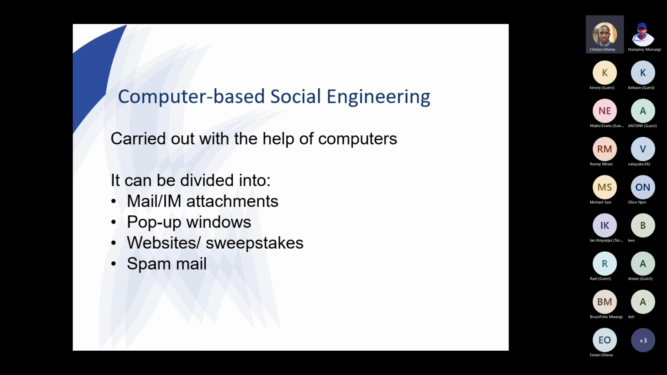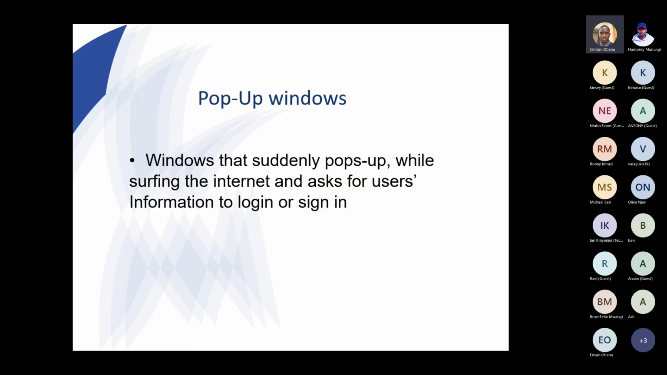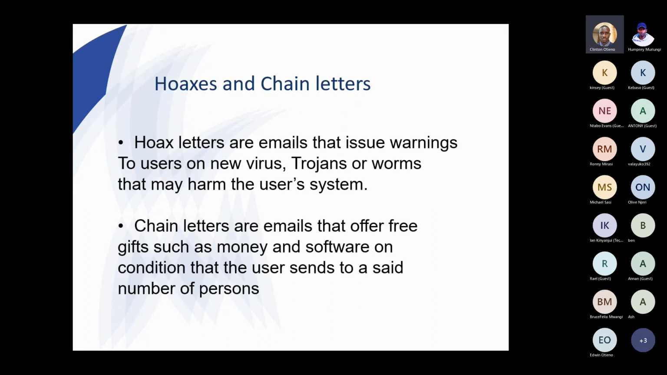Computer-based social engineering can be carried out with the help of computers, where we have different emails. Most of us have received a lot of spam. So these are the ways that computer-based social engineering happens. Another one is pop-up windows, where a window suddenly pops up. These are more or less like the notifications that we receive. Then there are hoaxes, where hoax letters are emails that issue warnings to users about a new virus, Trojan horses, and worms.